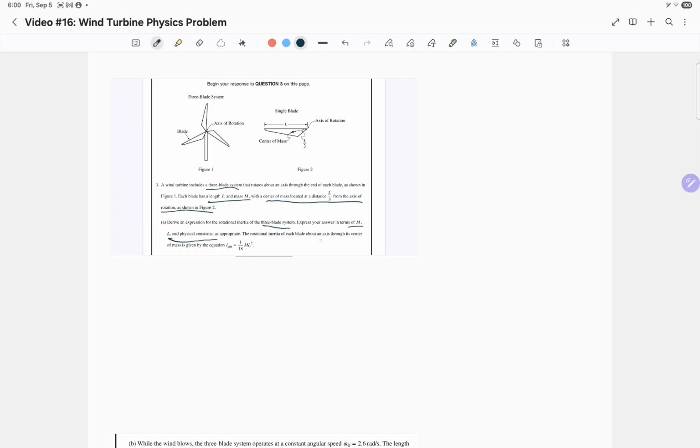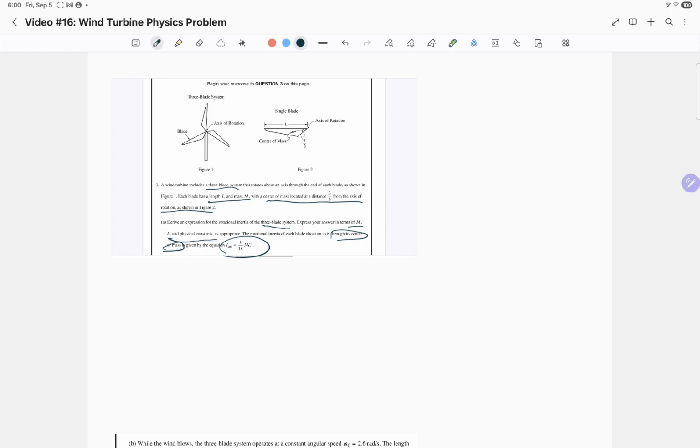Rotational inertia of each blade about an axis through its center of mass is given by this equation. So let's think about what we're given here. We're not given any linear mass densities, so we can't use calculus here, because we can't find dm over dl and then do all that junk that we did in a prior video. We can't just brute force this question. We need to think about it.